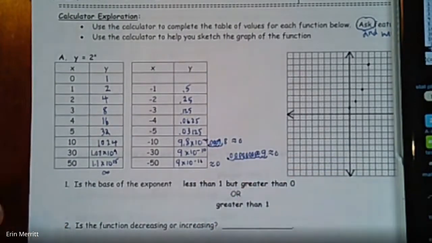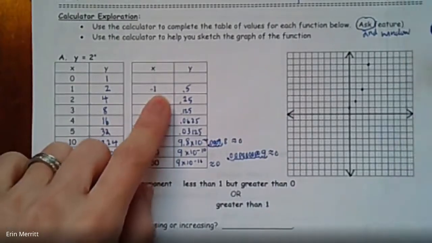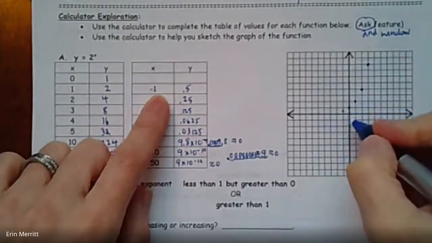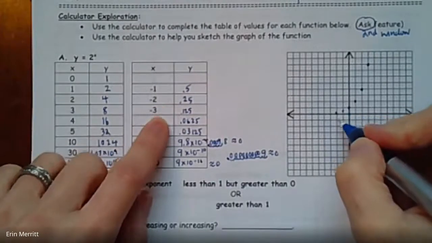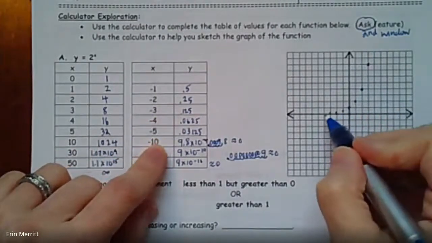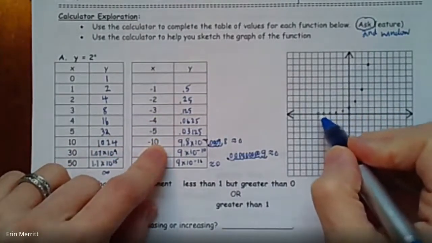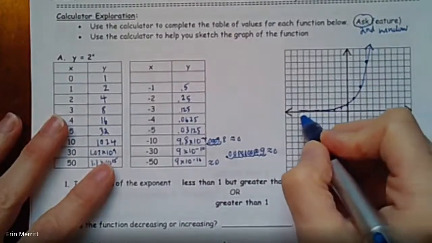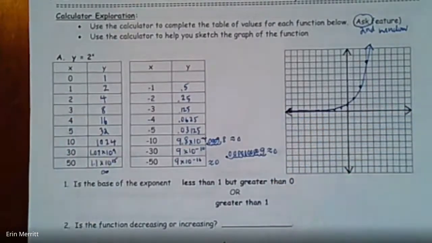So let's graph it. At negative 1, you're at a half. At negative 2, you're at a quarter. Negative 3, even less than that. And it's getting closer and closer to 0 here. So graphically, this shoots on up towards infinity here. And then this actually gets closer to 0. So you can kind of make it look like a horizontal line there.